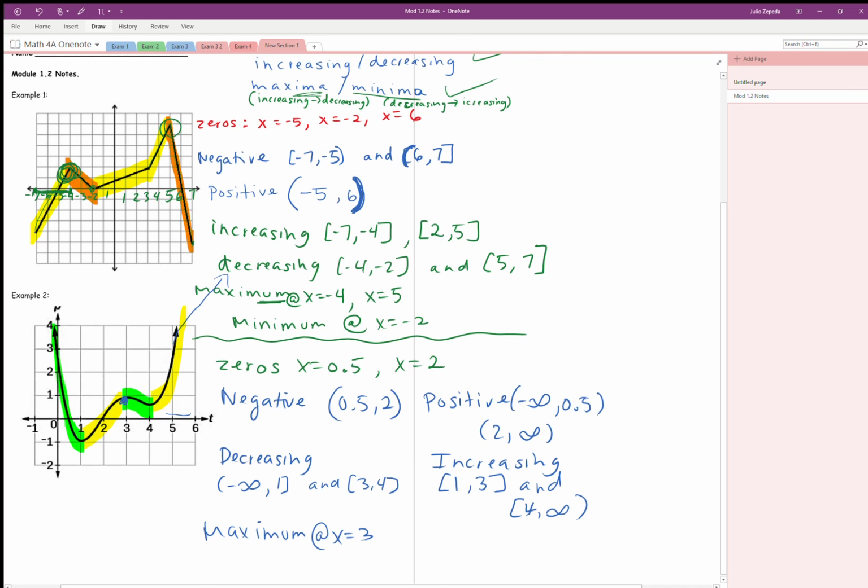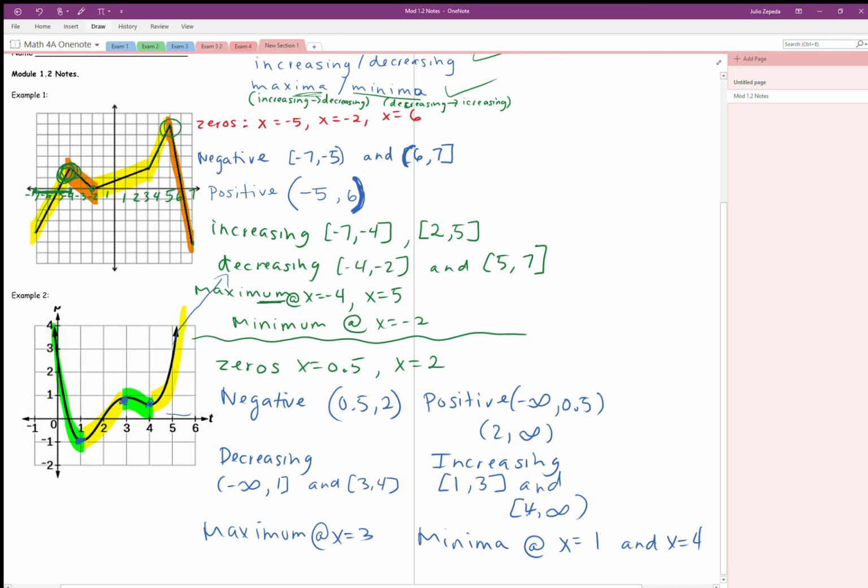Okay, then for minimum, now I'm looking where it goes from decreasing to increasing. So we have one right there and right there. So minima at x is equal to 1 and x is equal to 4.